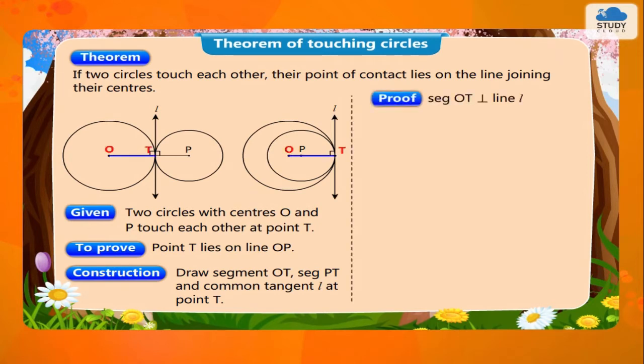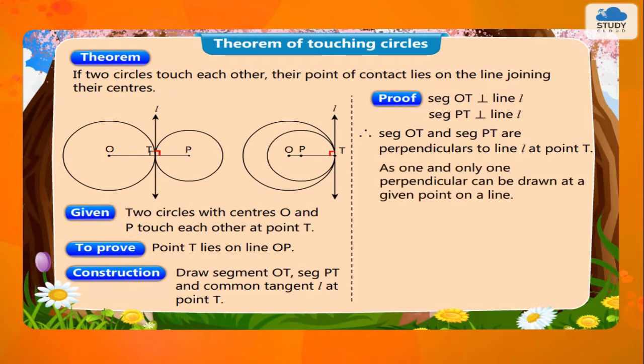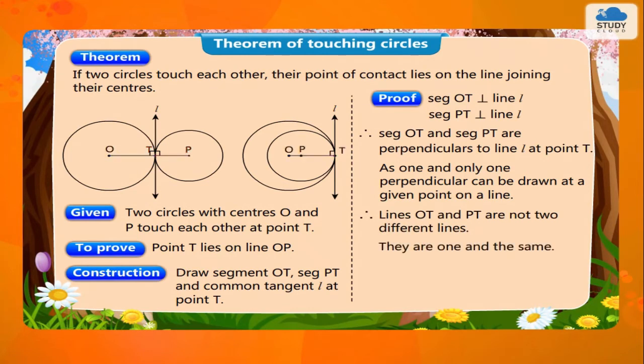Proof. Segment OT is perpendicular to line L. Segment PT is perpendicular to line L. Therefore, segment OT and segment PT are perpendiculars to line L at point T. As one and only one perpendicular can be drawn at a given point on a line, therefore lines OT and PT are not two different lines. They are one and the same. Therefore, points O, T and P are collinear. Therefore, point T lies on the line OP.